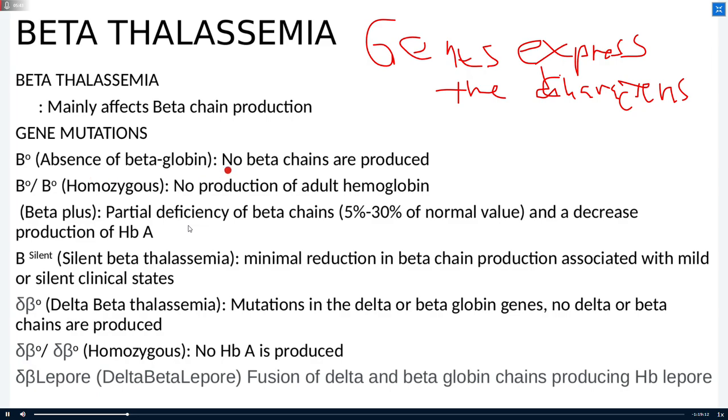In your BO, no beta chains are produced. Then we also have a BOBO, which is a homozygous absence of beta globin. No production of adult hemoglobin. So again, pag BO, absence of beta globin. Ganito siya, class, pag inexpress siya. Pero kapag naging BOBO na homozygous, wala talagang beta chain. Thus, there is no adult hemoglobin.